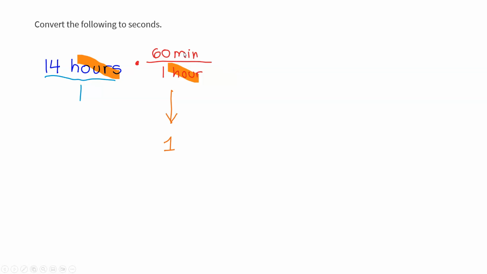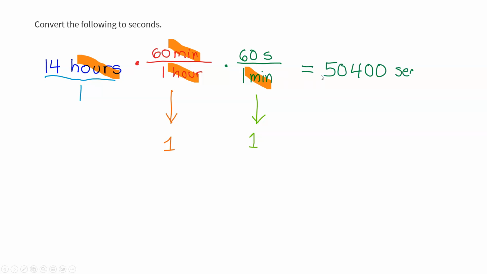Now, to go from minutes to seconds, because ultimately we want seconds. Well, we know there's 60 seconds in 1 minute. This would cause the minutes to cancel, and now you're with seconds, the unit you want to end up with. Again, this fraction was equal to 1, because these are equal values. And so, in order to come up with the right answer, you're going to take 14 times 60 times 60, and that's going to give you 50,400 seconds.